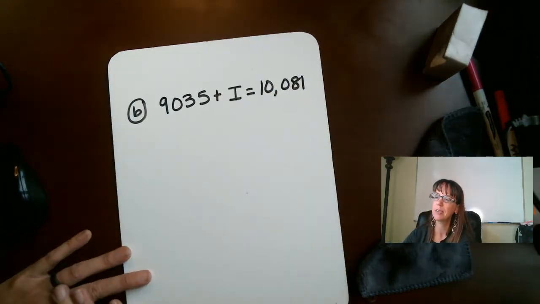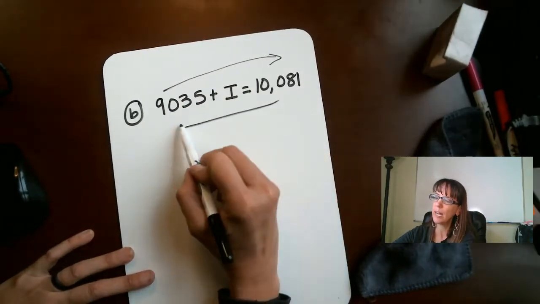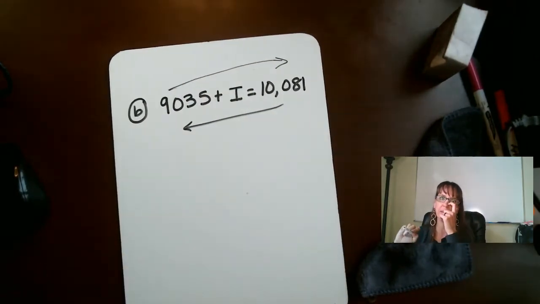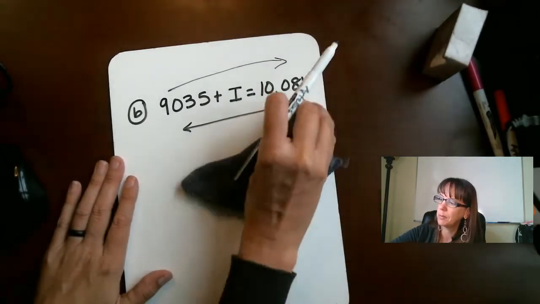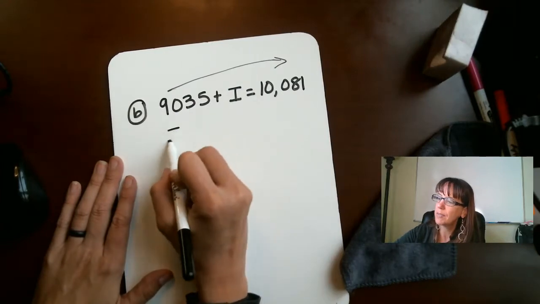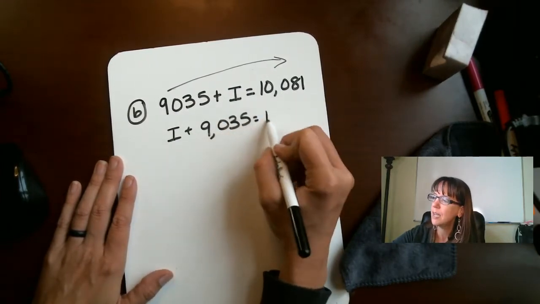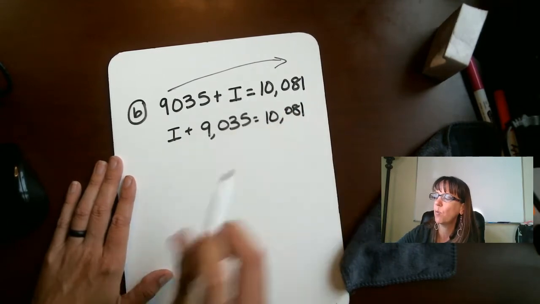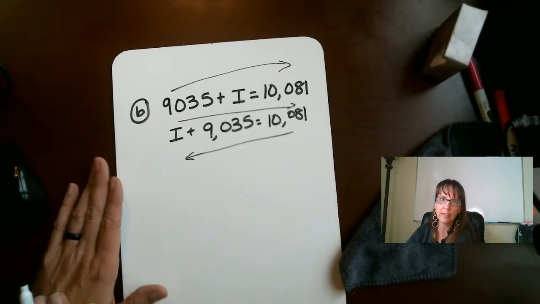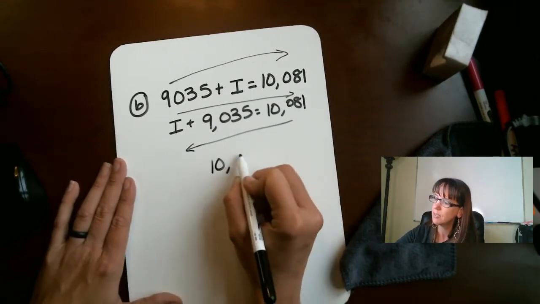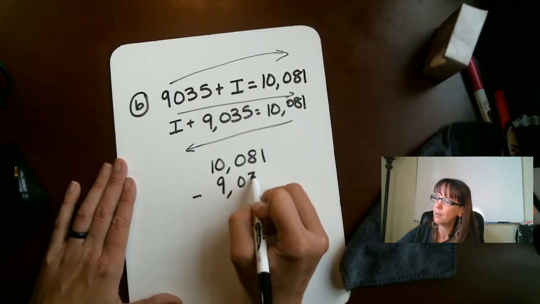10,081 items. Well, if we add in this direction, we can subtract in that direction, but that's not going to help us. 10,081 minus I equals that. So maybe let's reorder our addition problem. So what we have is I plus 9,035 equals 10,081. If we add in this direction, we can subtract in that direction, and that does look like it'll work. So 10,081 minus 9,035.